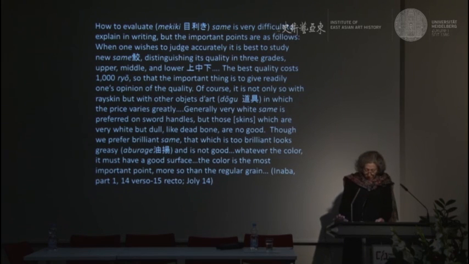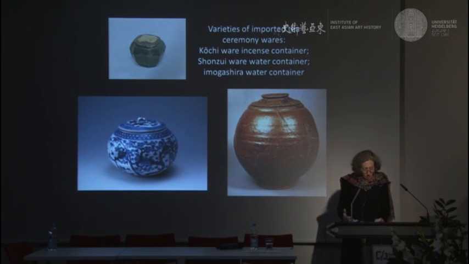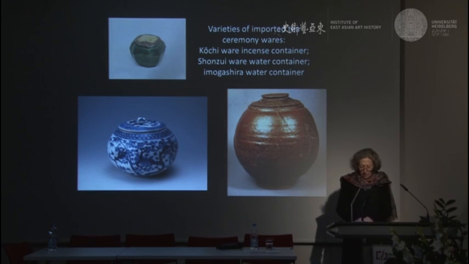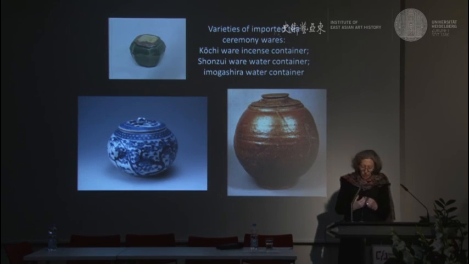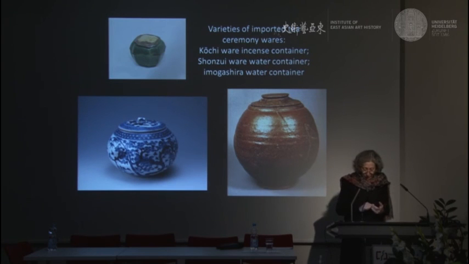Tea practitioners strategically mixed and matched utensils such as blue and white shonsui ware or enameled kochi ware from China, and types such as the so-called tuber-shaped imogashira or potato head, thought to have originated in Southeast Asia. And they mixed and matched all of these to create assemblages, toriawase, that drew attention to regional differences in materials, in forms, and in style.